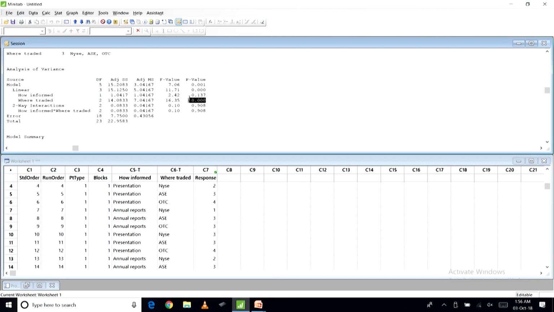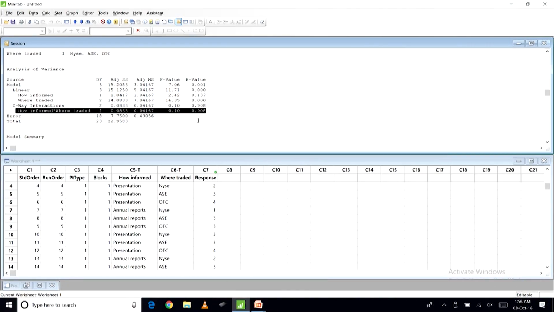Just see this. So, far as where stocks are being traded, whether it is New York or American Stock Exchange or over the counter, right. In fact, the interaction, if you look at it, there is no interaction because this value is more than 0.05. So, there is no interaction effect, only there is a significant difference amongst those 3 columns, right. So, this is what you can get as an output.